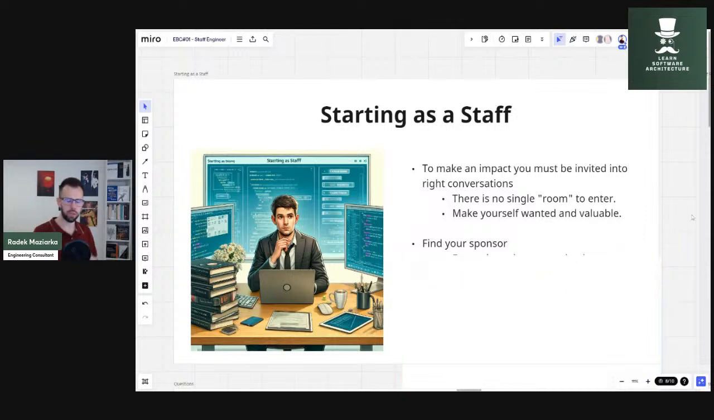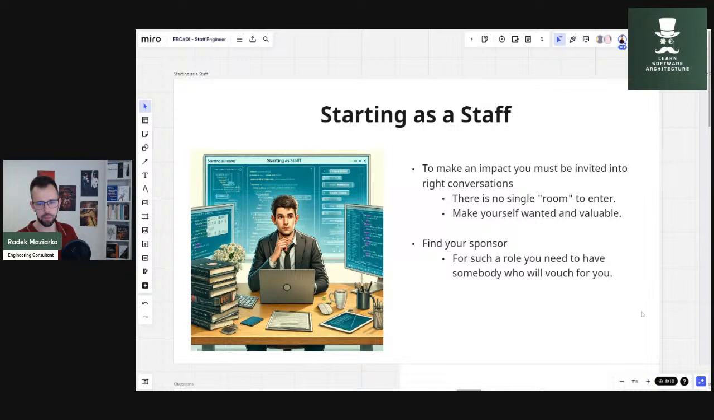And another part of starting as a staff engineer is connected to finding your sponsor, because for such a role, when you work across different teams, you need to have somebody who will vouch for you. Without that, there will be no transfer of trust between different people. So people wouldn't know whether they can trust you with the specific problems.